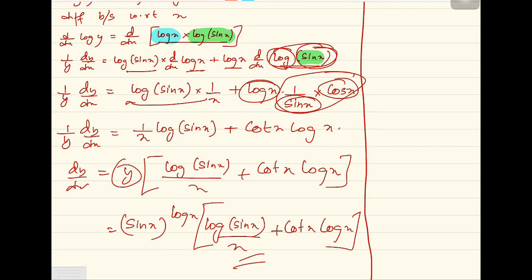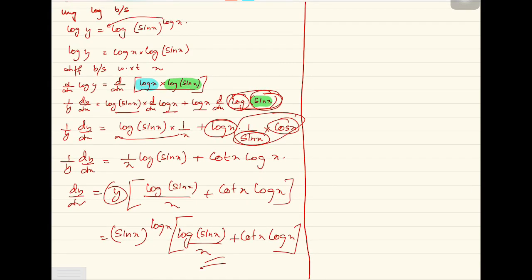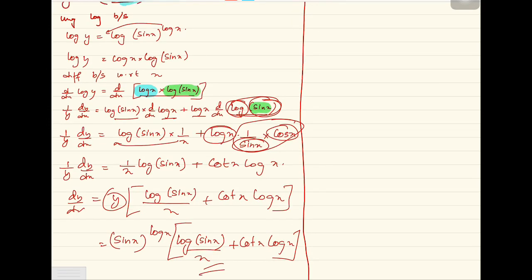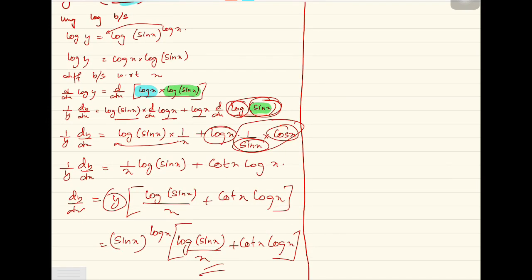Okay, so remember, logarithmic differentiation is quite tricky. Try to understand it properly, take your time, and then copy this sum. If you don't get it in one go, you just repeat the sum and watch it over and over again.